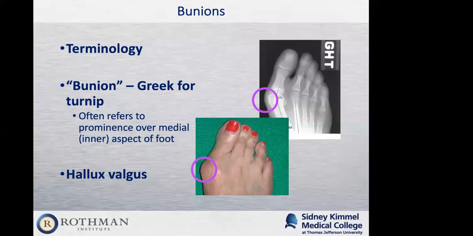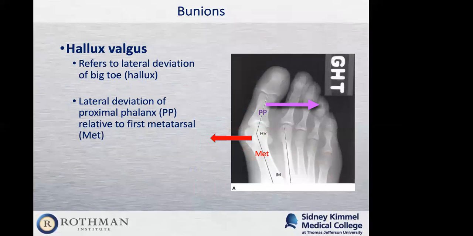The technical term that we use to describe this condition is hallux valgus, and that's actually a Latin term. Hallux is the word used to refer to the big toe, and valgus refers to a lateral angulation of the toe. When I say lateral, that means towards the outside of the foot. So again, it refers to a lateral deviation of the big toe, or the hallux.